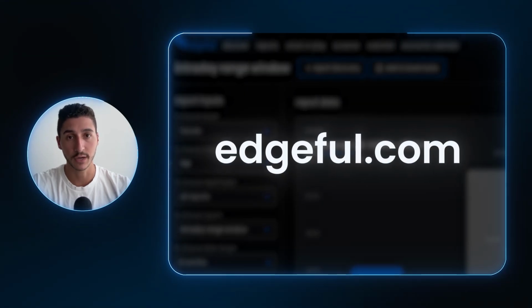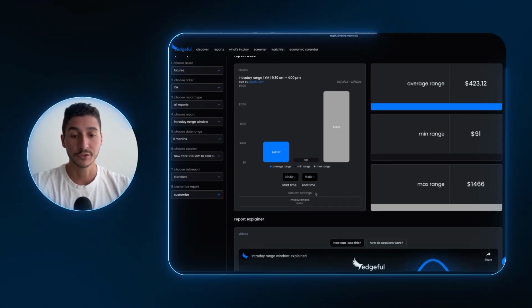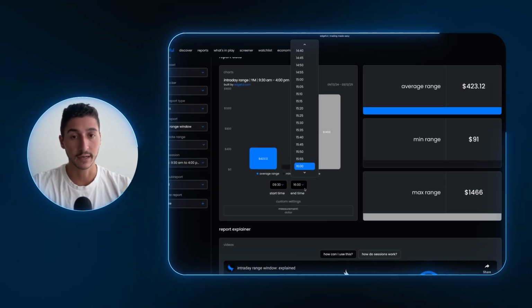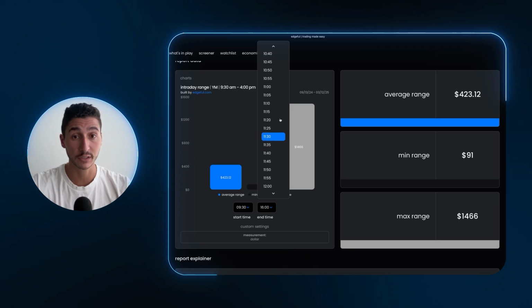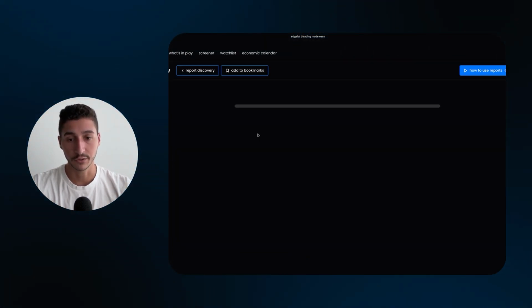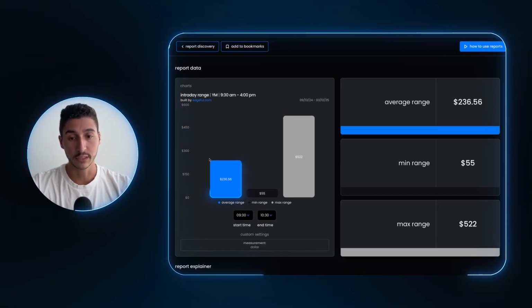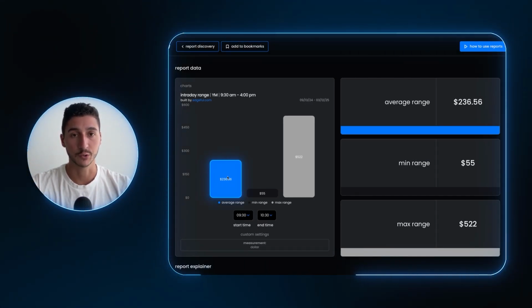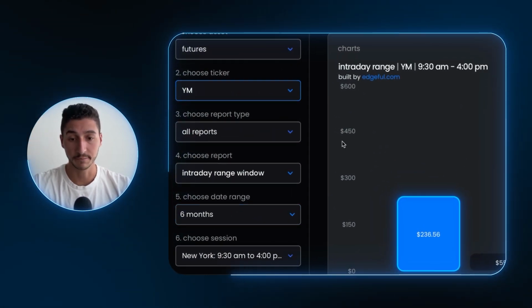In this video I'm going to be covering the intraday range window report on edgeful.com. Very simply, this report allows you to pick a custom start and end time to see how much price will move, or what the average range is within that time period. Let me go to 9:30 to 10:30 Eastern time. What you'll see is this blue bar is the average range, which means the average high to the low in the last 6 months on YM.